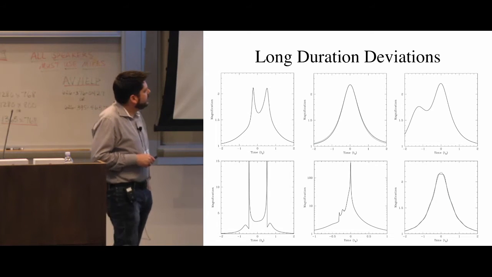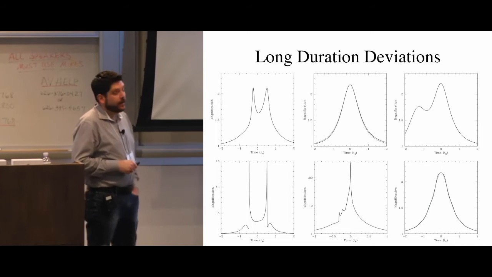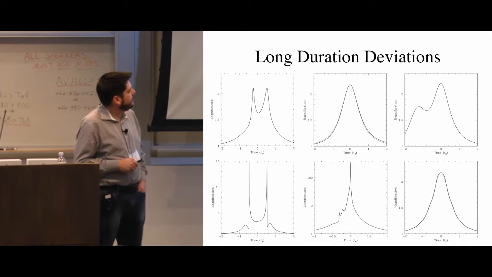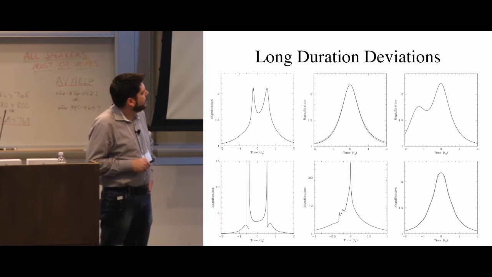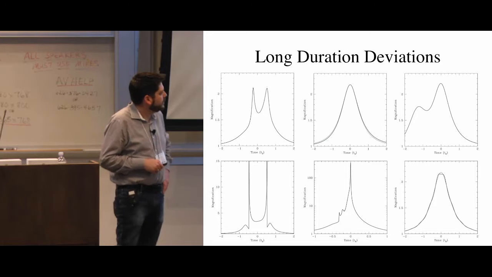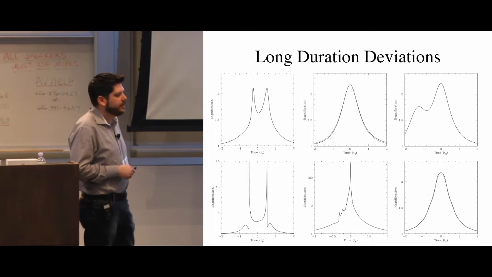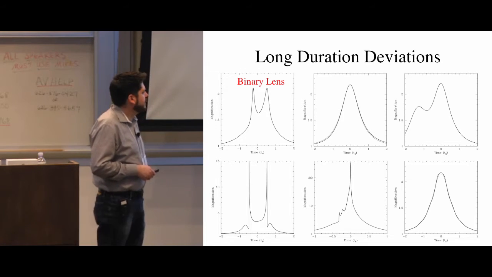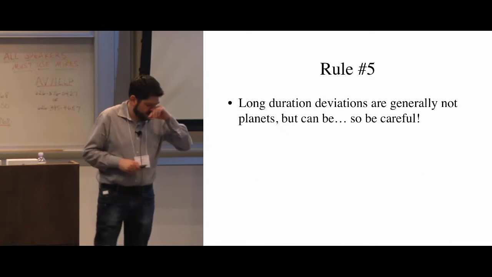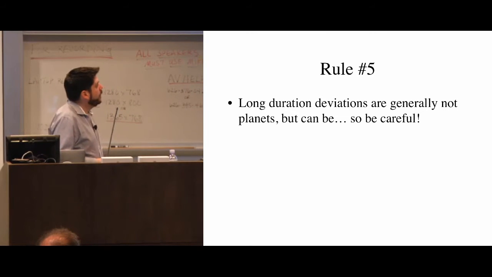And then here are some long duration deviations. These can be caused by a lot of things. Binary lens, parallax, you can see the asymmetry there because I've compared it to a non-parallax light curve. This is a binary source. This is a binary lens. This turns out to be a planet, although you can see that it's a relatively long deviation. So you've got to be careful. Just because it's a long deviation does not necessarily mean it's not a planet. And this is a Zalorap. Okay, so long duration deviations are typically not planets, but sometimes they can be. So you have to be a little bit careful.